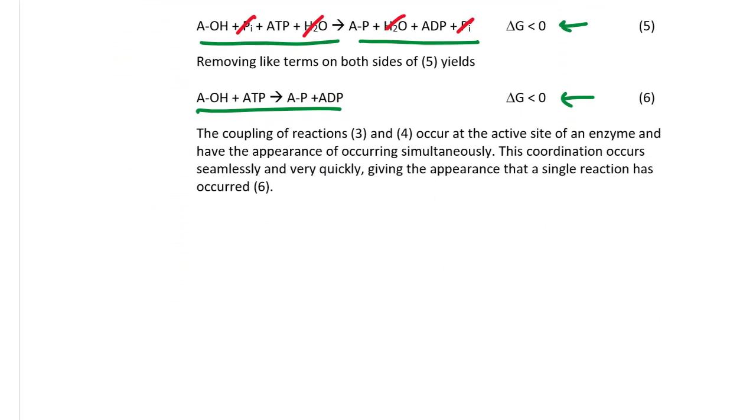So how does coupling occur? The coupling of reactions 3 and 4 occurs at the active site of an enzyme and has the appearance of occurring simultaneously. This coordination occurs seamlessly and very quickly, giving the appearance that a single reaction has occurred. A single reaction has not occurred, but it seems that way because the enzyme is doing such a fantastic job.